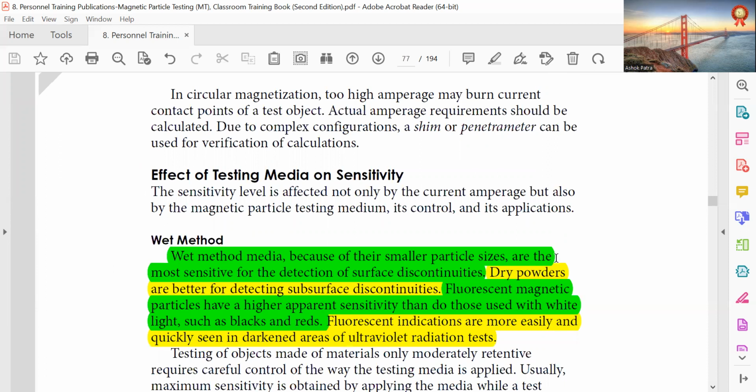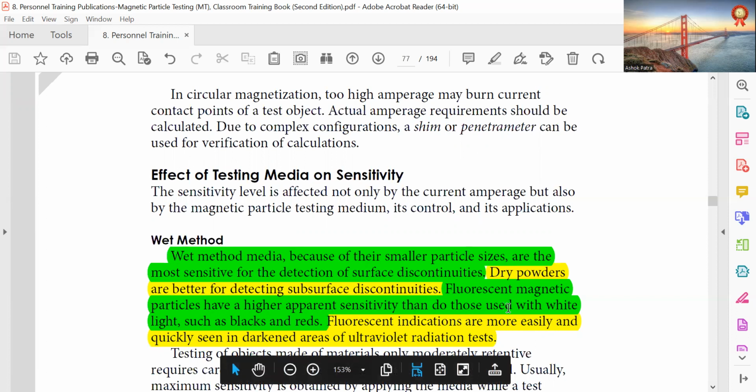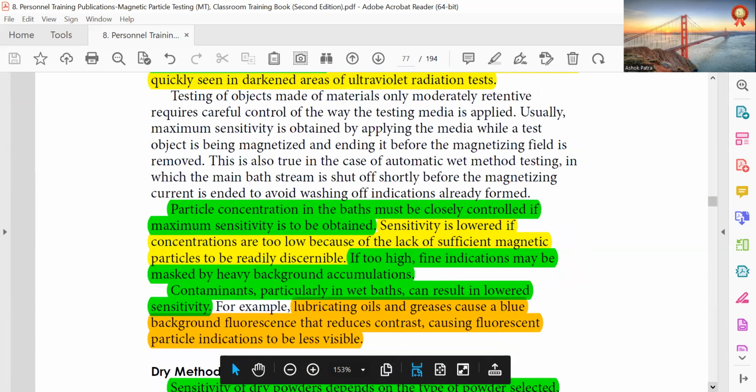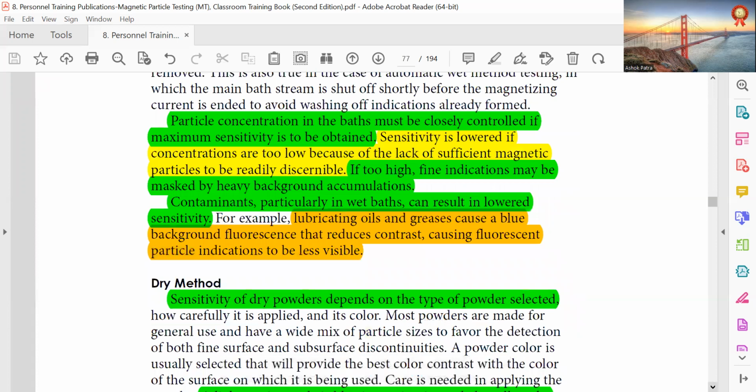Wet method media, because of their smaller particle sizes, are the most sensitive for detection of surface discontinuities. Dry powders are better for detecting subsurface discontinuities. Fluorescent magnetic particles have higher apparent sensitivity than those used for white light, such as black and red. Fluorescent indications are more easily and quickly seen in a darkened area under ultraviolet radiation. Particle concentration in the baths must be closely controlled if maximum sensitivity is to be obtained. Sensitivity is lowered if the concentration is too low because of a lack of sufficient magnetic particles to be readily discernible. If too high, fine indications may be masked by heavy background accumulation. Contaminants, particularly in wet baths, can result in lower sensitivity. Lubricating oils and grease cause a blue background fluorescence that reduces contrast, causing fluorescent particle indications to be less visible.